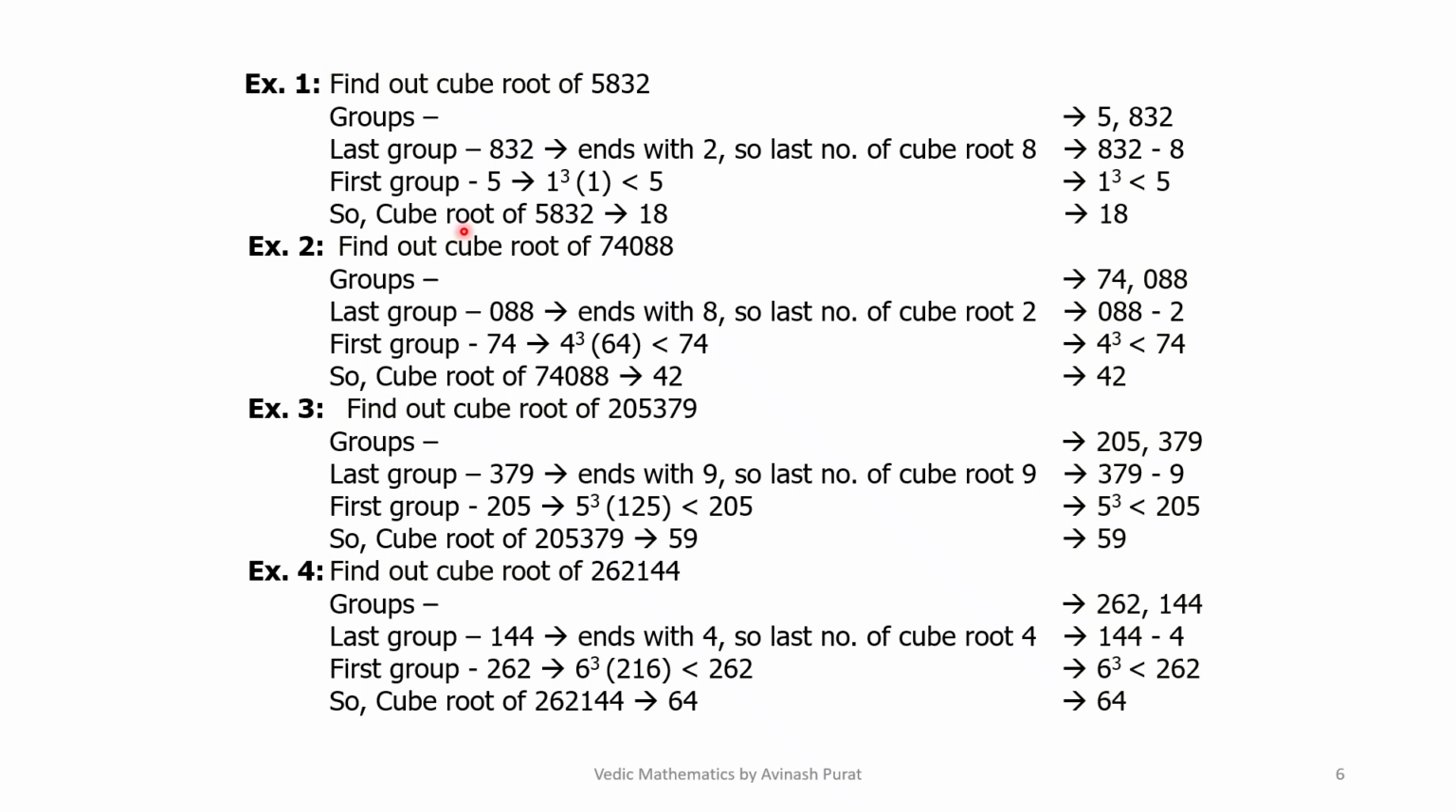Find out cube root of 262144. Groups are 262 and 144. Last group is 144, ends with 4, so last number of cube root is 4. First group 262: highest cube less than 262 is 6 cube, that is 216, which is less than 262. So cube root of 262144 is 64. 6 and 4, 64.